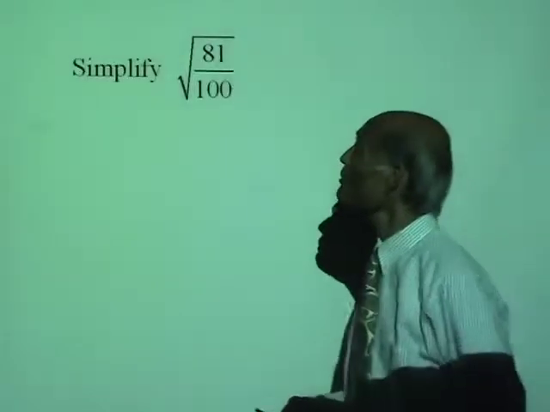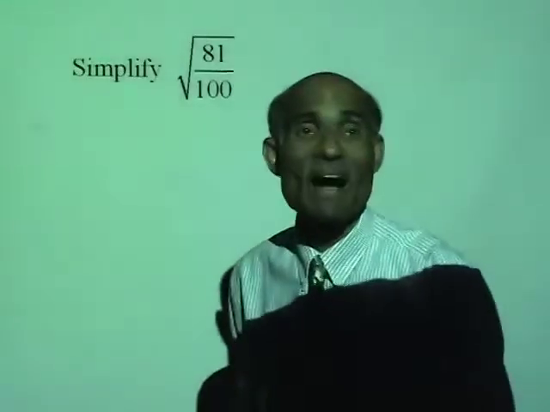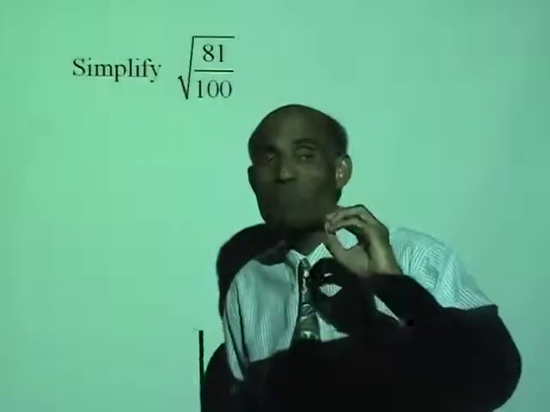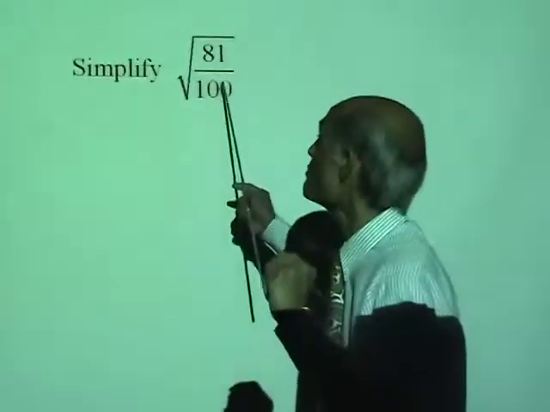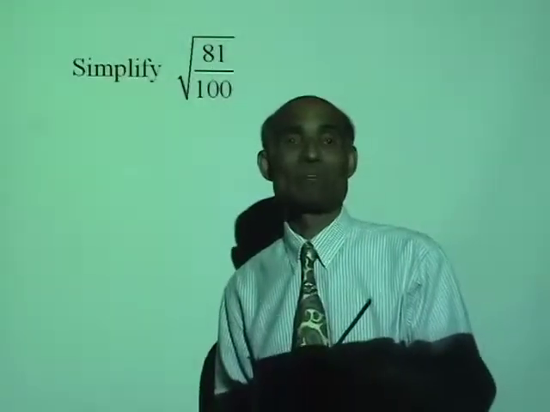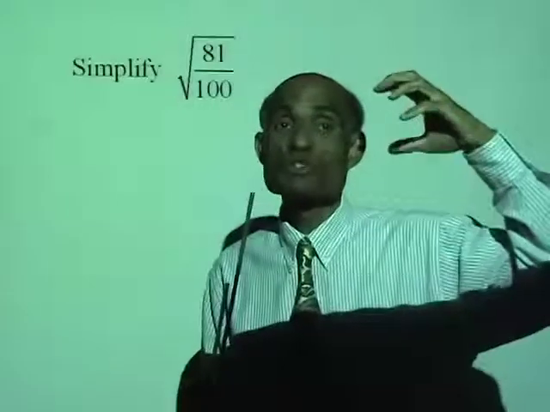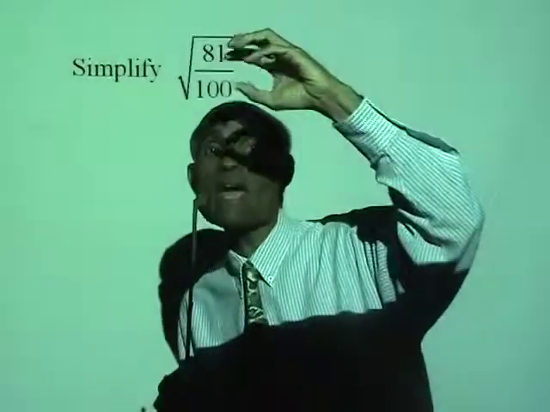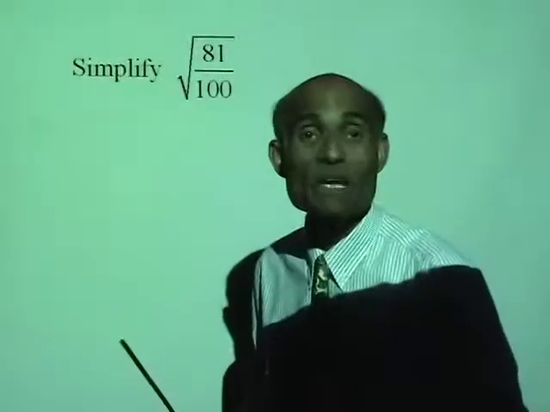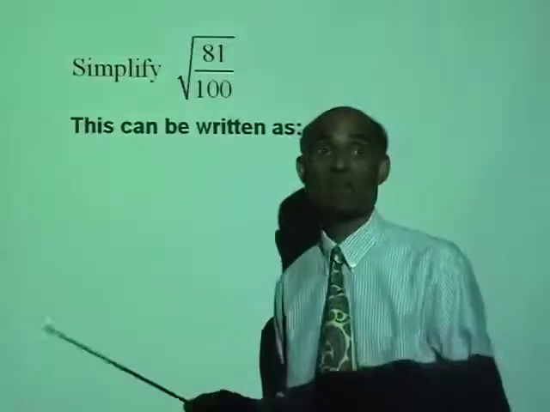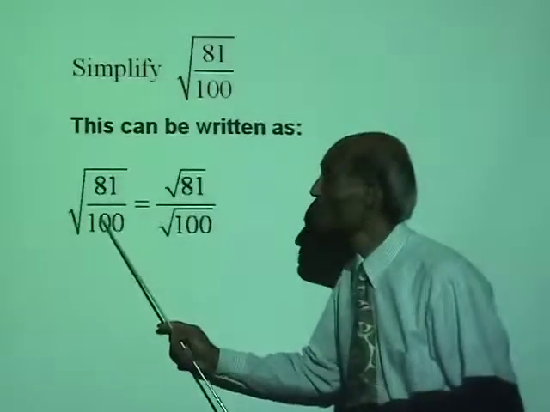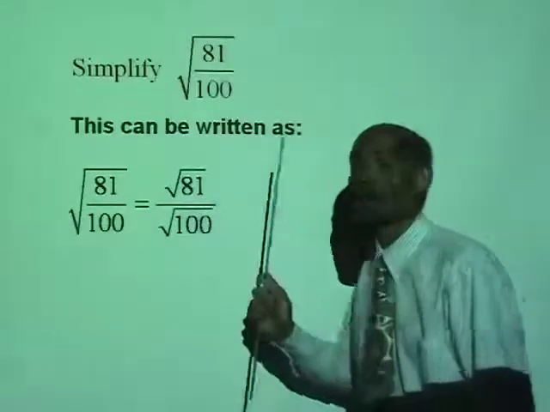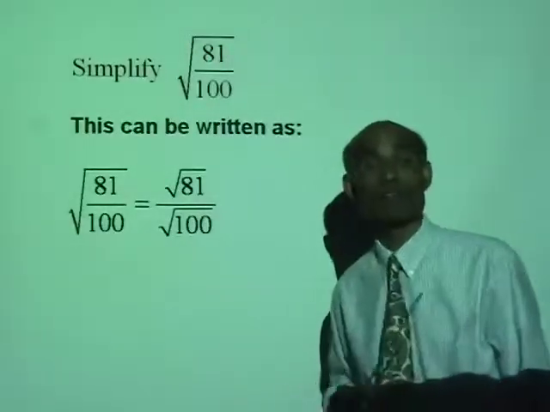Simplify square root of 81 divided by 100. Tell me what property you have learned so far is going to be used here. Do you remember we talked about square root of a over b equal to square root a divided by square root b? We will use that property here. This can be written as square root of 81 over 100 is square root 81 divided by square root 100.